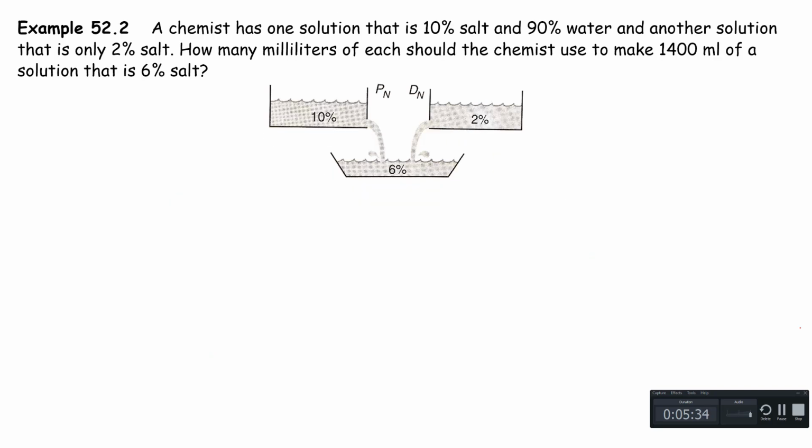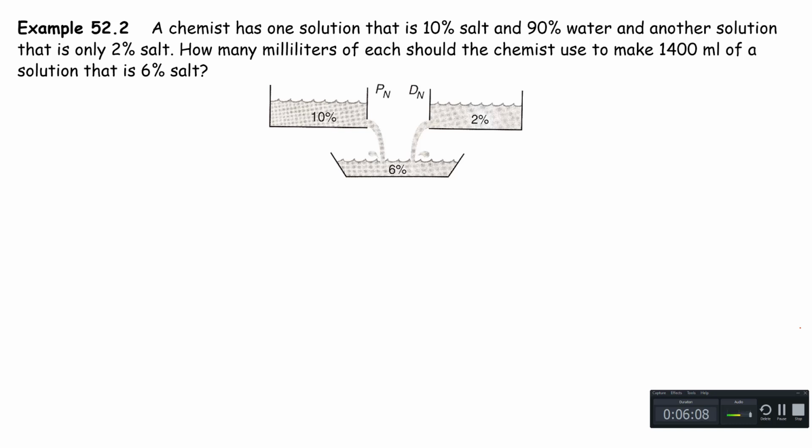Here's another one. A chemist has one solution that is 10% salt and 90% water, and another solution that is 2% salt. How many milliliters of each should the chemist use to make 1,400 milliliters of a solution that is 6% salt? So in this problem, they tell you about the water in there too. If it's 10% salt, it's 90% something else, and in this case, it's water. The second solution is 2% salt, which means it's 98% water.